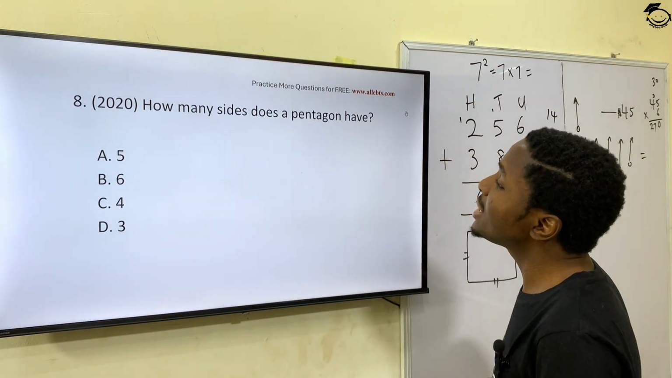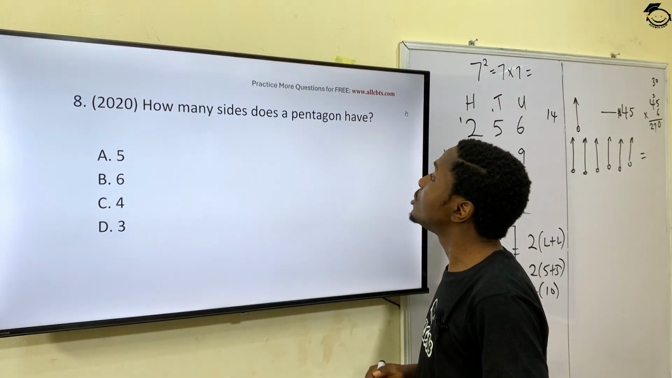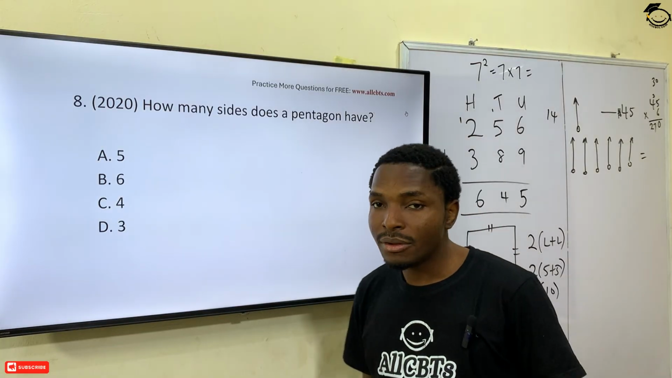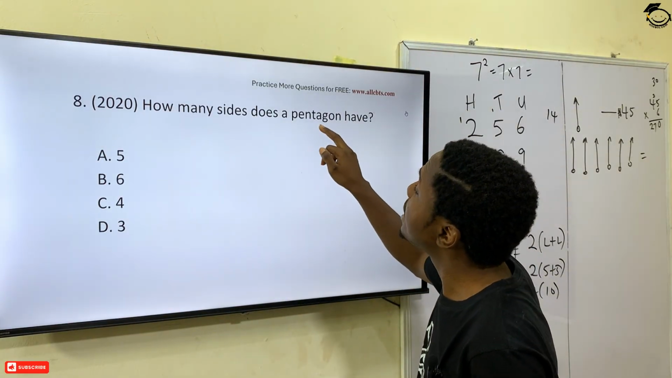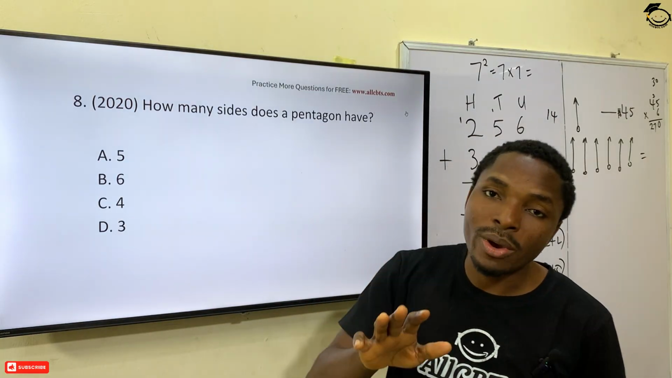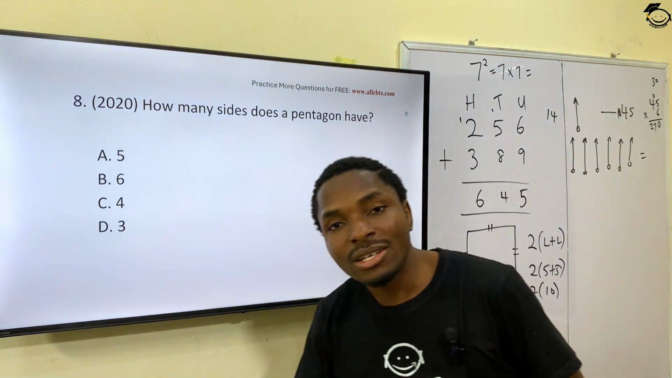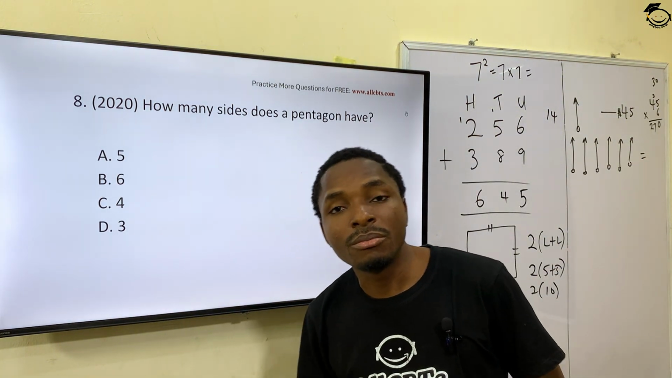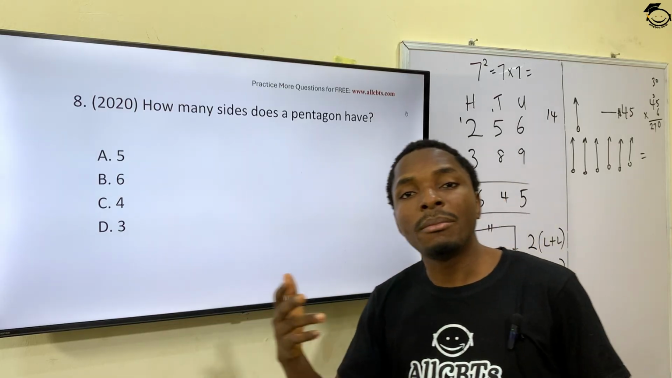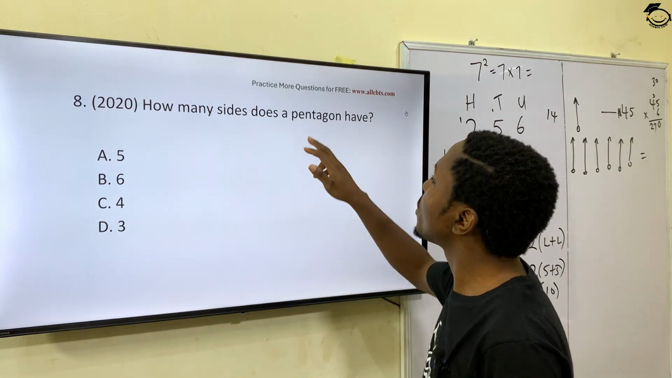So let's move to question 8, which says, how many sides does a pentagon have? What's a pentagon? Wherever you find the word pent, pent means 5. You know you have square, like I said, square means 4. When you hear tri, in the case of triangle, it means 3. When you hear bi or dua, it means what? 2, right? So you have pent.